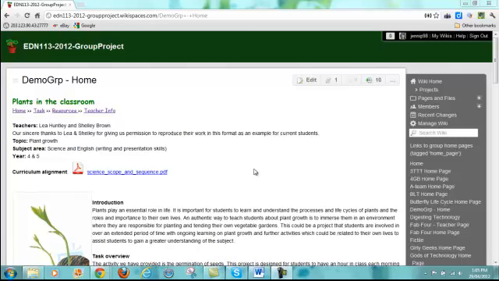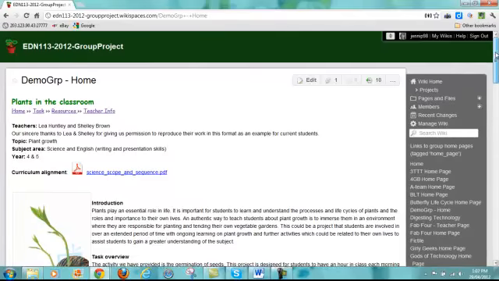Plants play an essential role in life, and it's important for students to understand the processes and life cycle of these plants. An authentic way to teach students about plant growth is to immerse them in an environment where they are responsible for planting and tending their own vegetable garden. This project on plant growth could be quite an extended one that ran over a year or even longer, with ongoing learning on plant growth and further activities which could be related to the students' own lives for them to gain a greater understanding of the subject. However, for this particular project, we're just focusing on a 2-week period.